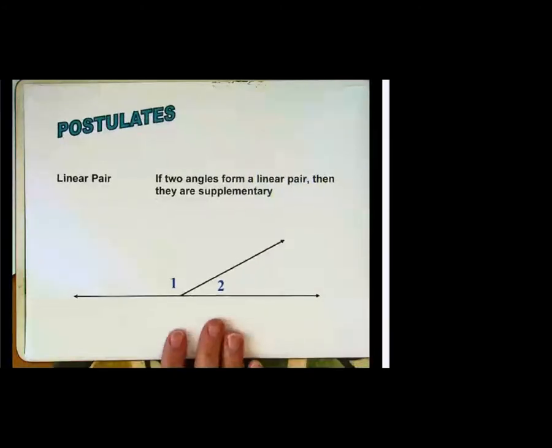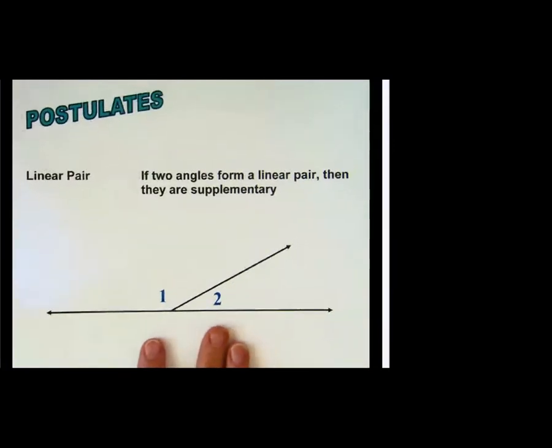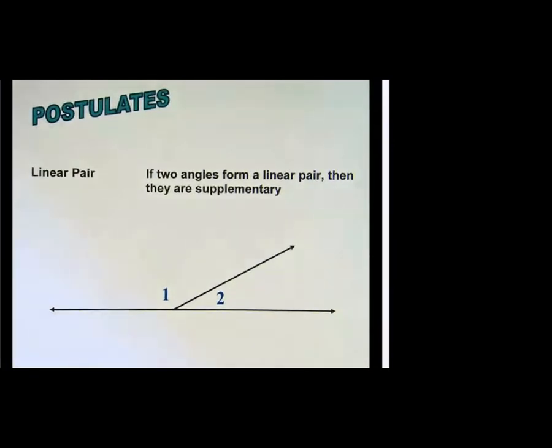Then the next one here, a linear pair. We've already talked about this one. I'm not sure whether we called it a postulate, but we'll call it a postulate now if we haven't. If two angles form a linear pair, then they're supplementary. You'll recall that a linear pair means that when they share a common side, the outside of both of them is a line. A line is 180 degrees. So that's how we could prove this one.